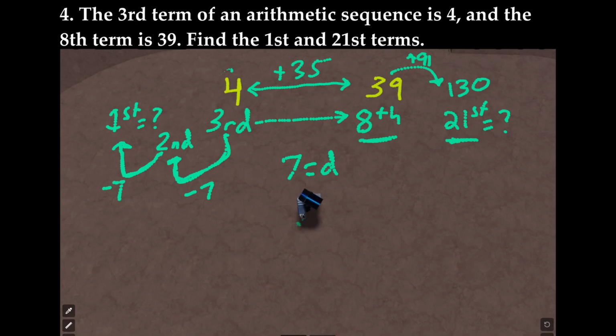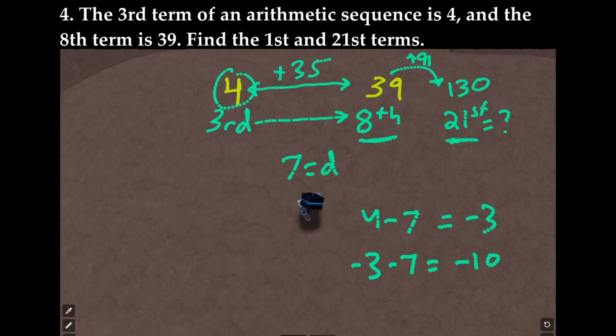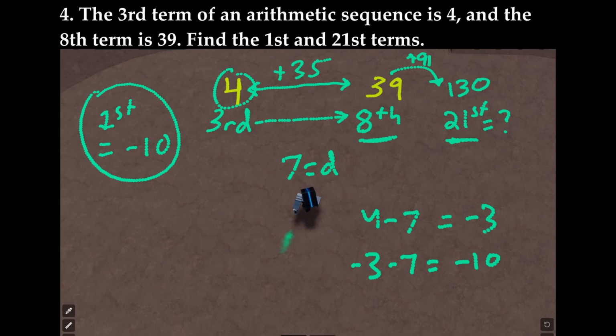So we start at 4. 4 minus 7 is just negative 3. So negative 3 was our second term. And then do minus 3 minus 7 to get to our first term. That's negative 10. So therefore, our first term is just negative 10. Let me just clear all this up. And to write that, our first term was equal to negative 10, and our 21st term was equal to 130. Let's go to the next one.